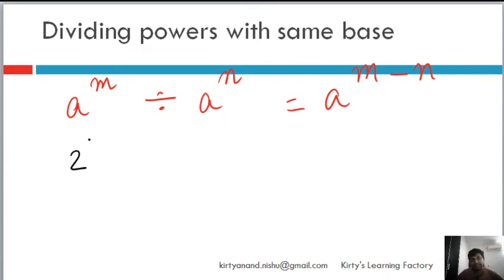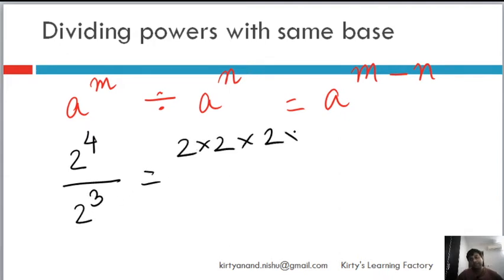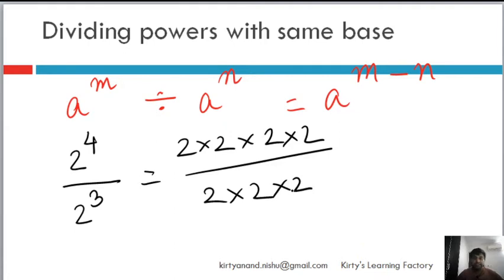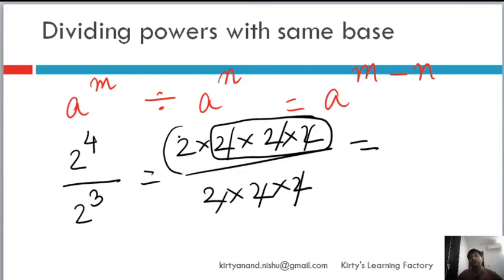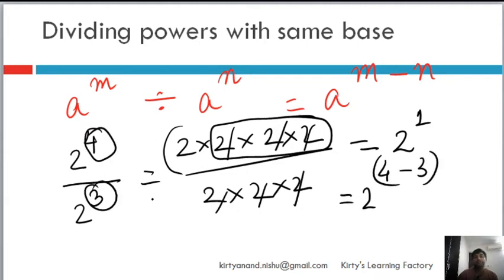Let's say once again 2 raised to the power 4 divided by 2 raised to the power 3. So we have 2 into 2 into 2 into 2, 4 times, divided by 2 into 2 into 2, 3 times. Now if I were to do a simple division, I will cancel out 3 twos, which basically means I am taking away 3 powers from the 4 original powers of 2, and I am left with 1, which is nothing but 2 raised to the power 4 minus 3.